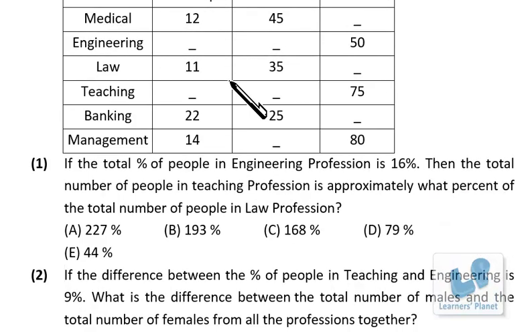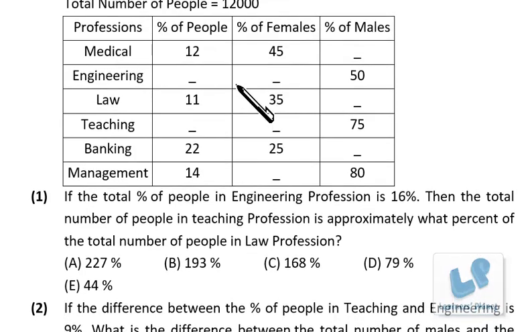If the total percentage of people in engineering profession is 16%, in engineering 16%, so 16% of 12,000. Then the total number of people in teaching profession is approximately what percent of total number of people in law profession. Okay, so for that, suppose this is 16 that has been given to us, so we need to find out the percentage of people in teaching.